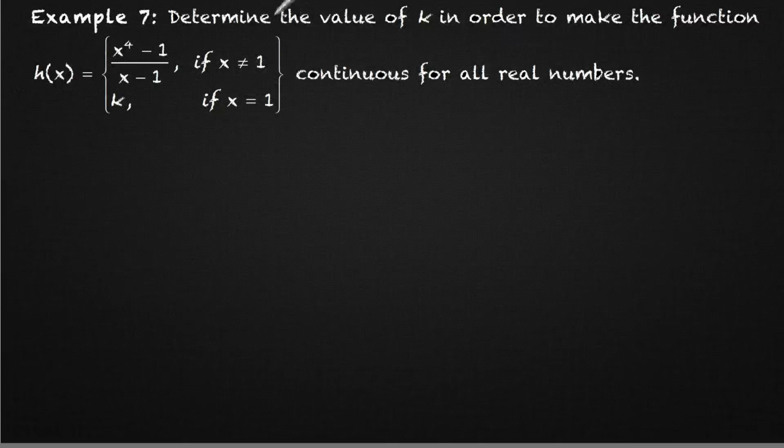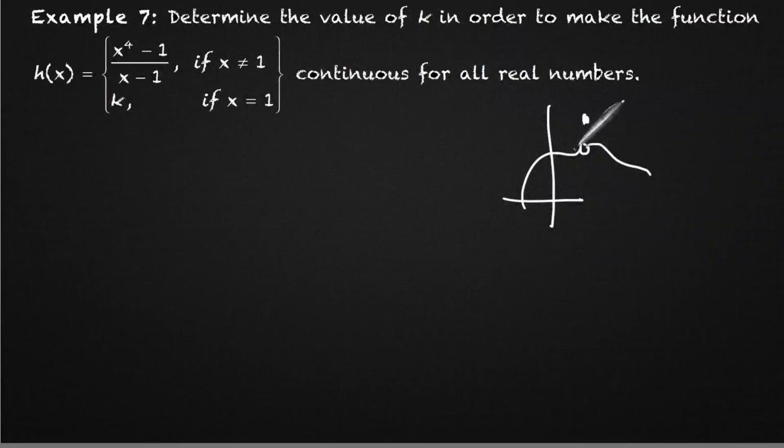Okay, here we have this last example. Determine the value of k in order to make the function, here's another piecewise function, continuous for all real numbers. So just so you know, whenever you have one of these situations where h of x is equal to one function if x is not equal to 1, and it's equal to just a number if x equals 1, or something of this nature, this simply means that the function looks something like this.